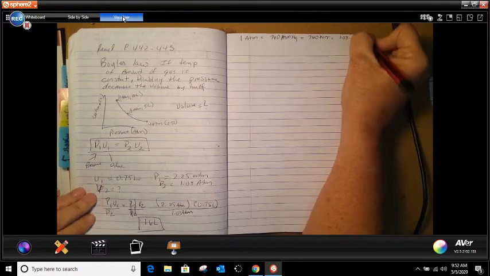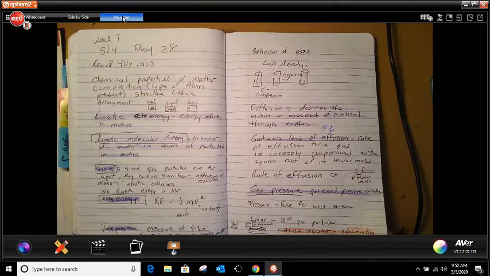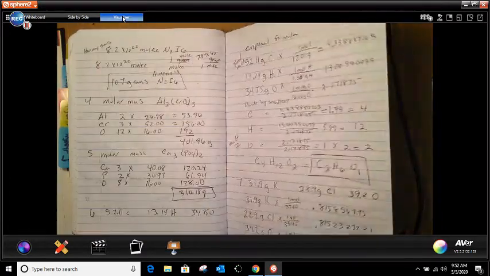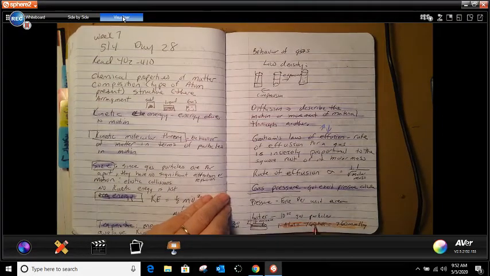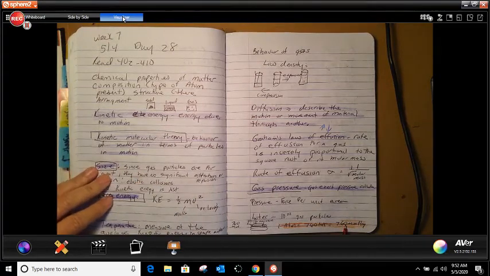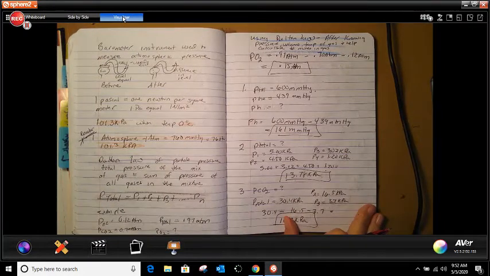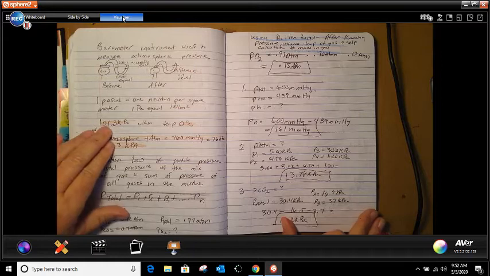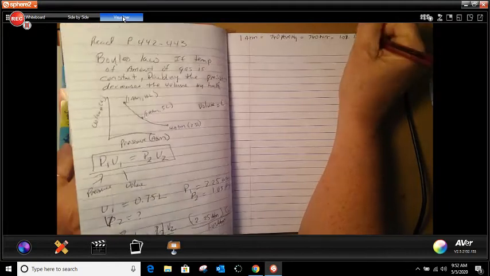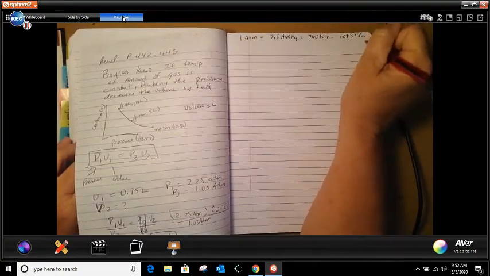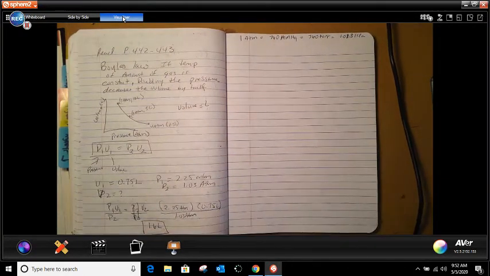So let's look back at where I got that from. I got that from our reading from the other day. So I'm going back to my reading. Where did I have that? 1 atm, 760 torr, 760 millimeters of mercury. And then where's my 101.3 kilopascal? So it's 101.3 kilopascal, 760 torr, 760 millimeters mercury, and 1 atm. Okay, so now let's see what we've got.